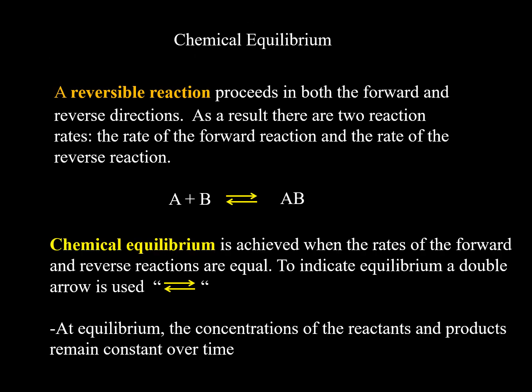So the second topic is chemical equilibrium. We start off by saying a reversible reaction is a reaction that proceeds in both directions, towards the right and towards the left. This is represented by a double arrow.